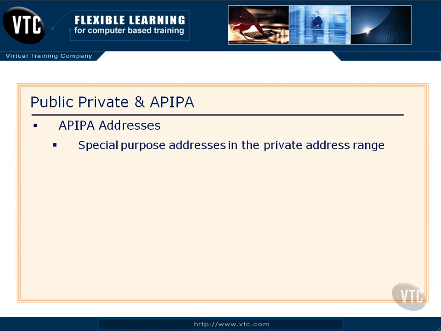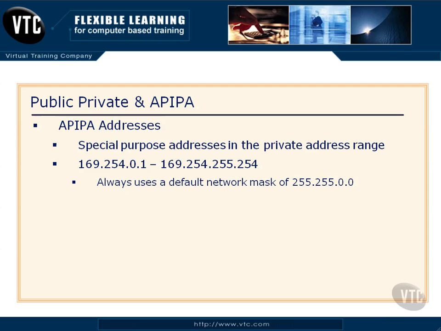Then there's the APIPA address. Now, this was automatic private IP addressing. This is a special purpose address that's in the private address range, and notice it's always a 169.254 type address, and it can go from 0.1 to 254.255.254. Now, here's the deal with the APIPA address. It always uses a default network mask of 255.255.0.0, and this is a DHCP failover mechanism for local networks.